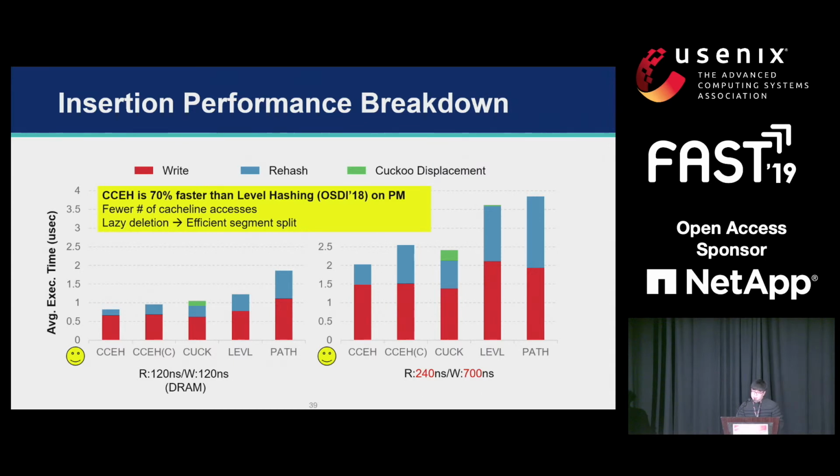In this experiment, we varied the read and write latency of persistent memory using Quartz. CCEH is the default Cacheline-Conscious Extendible Hashing, and CCEH-C is a variant of CCEH that uses a copy-on-write scheme instead of lazy deletion. Our CCEH outperforms the other static hashing schemes as we minimize the number of cache line accesses with the 3-level structure. This breakdown graph shows that the lazy deletion scheme effectively reduces the number of dirty writes by half compared to the copy-on-write split scheme.